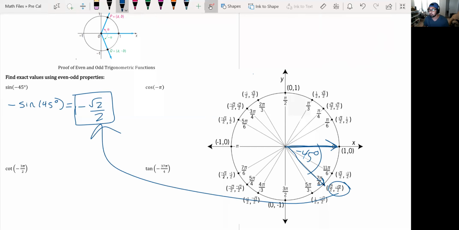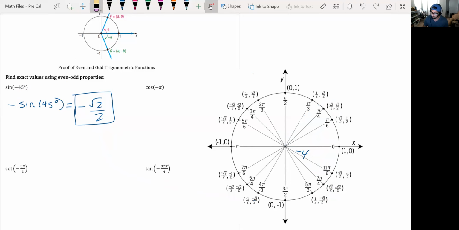Exactly what we have right there. But for that answer, we didn't have to draw a diagram. We didn't have to draw the angle. We used the odd property. We brought the negative out and only had to reference the sine of 45 degrees here, which gave us the square root of 2 over 2. And we just had to apply that negative to our answer. That's it. Sometimes trigonometry is that easy, right?